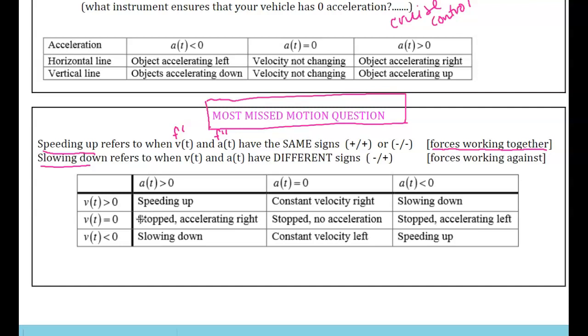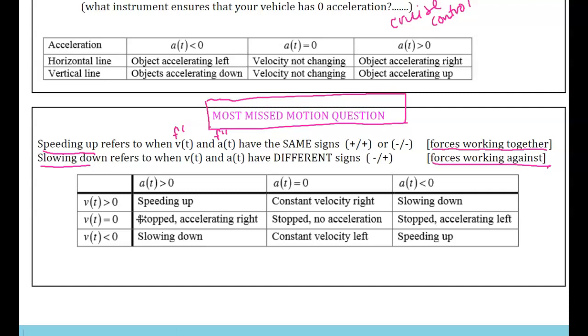So same thing with slowing down. If you're walking to the left, but the wind is blowing to the right, it's holding me back and that slows me down. Those forces are opposite and they're working against each other. So your first derivative and your second derivative would have different signs. Okay, so just get that.